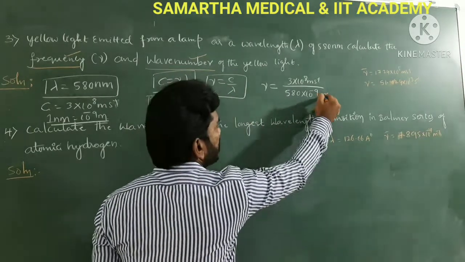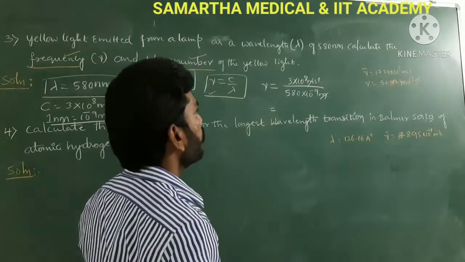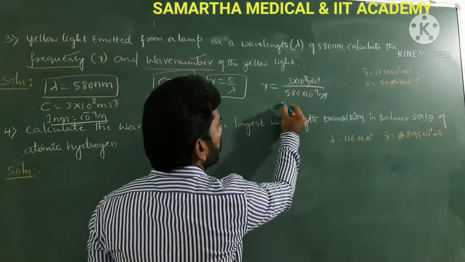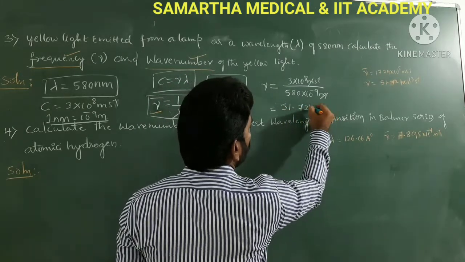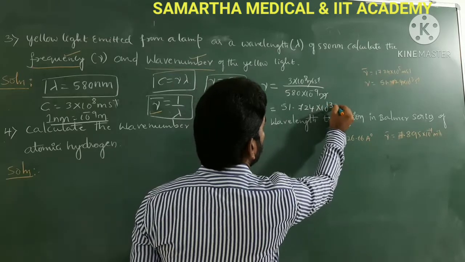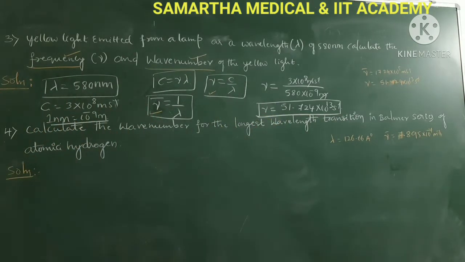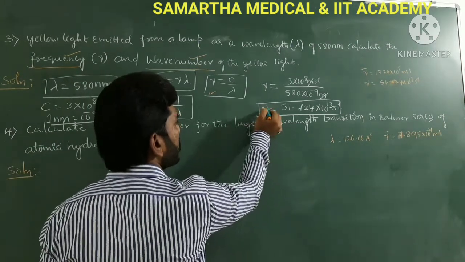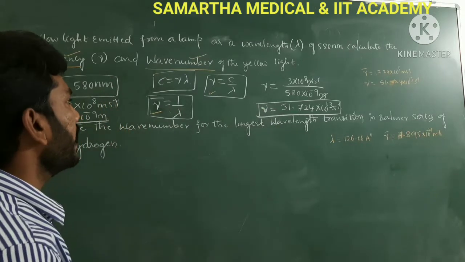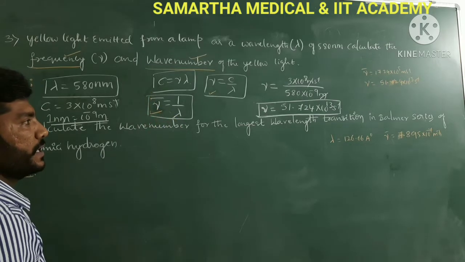In this case meter gets cancelled, and if we simplify these two terms, we are going to get the value 51.724 into 10 to the power of 13 per second. So this is the value, guys. This is the way of finding the frequency. Now we have to calculate nu bar.